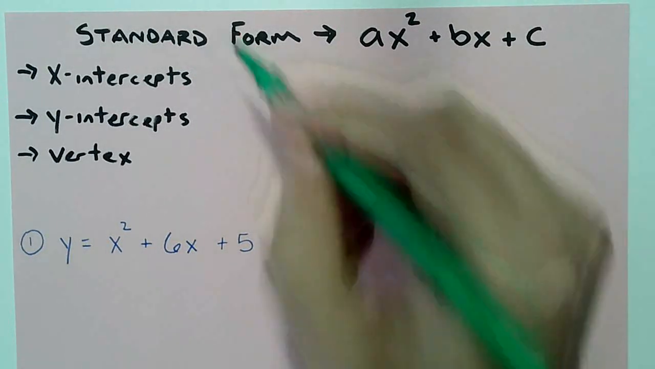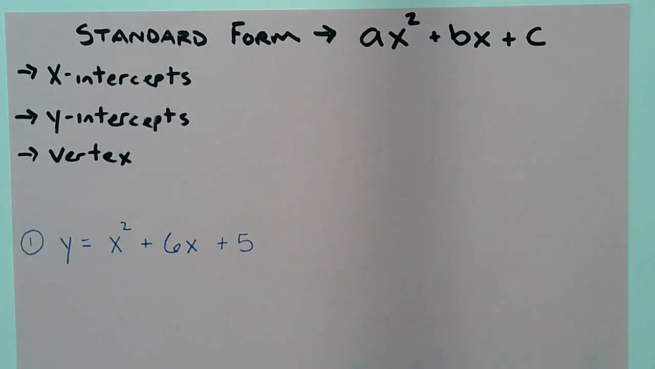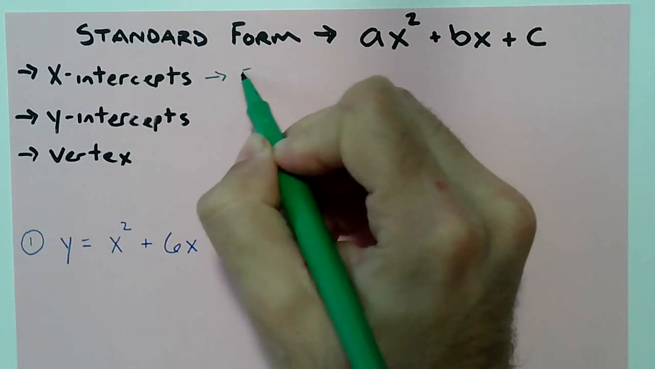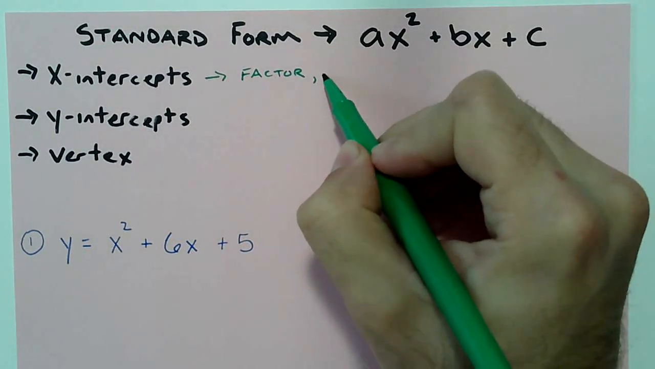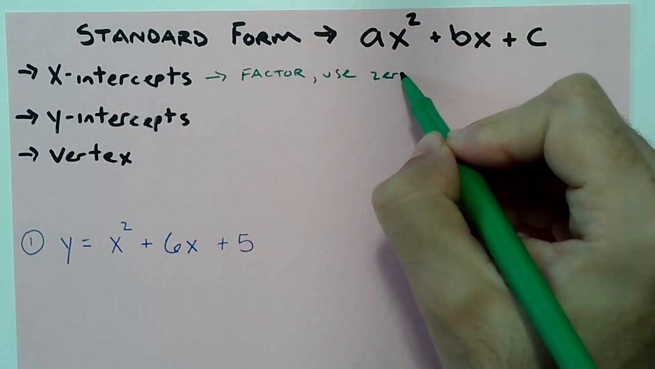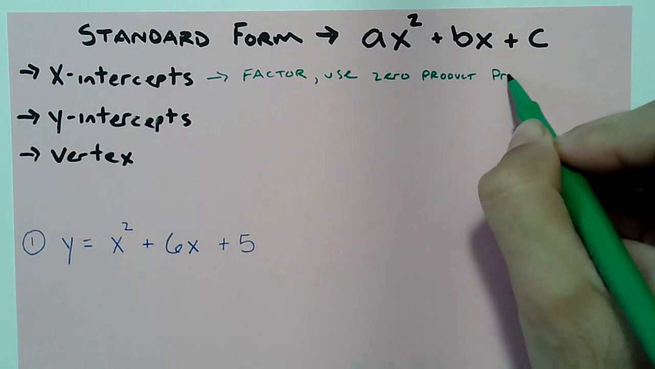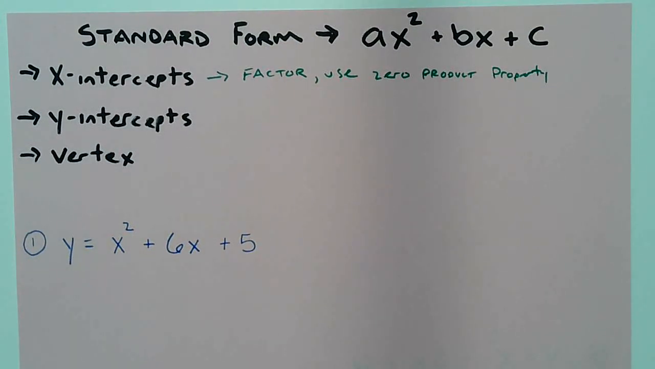In this video, we're going to review how to find x-intercepts, y-intercepts, and vertex of a parabola or a quadratic function. To find the x-intercepts, we're going to factor our quadratic, and then we're going to use the zero product property. And if you recall, that's when we set each factor equal to 0 and we solved. So we got two values that would make the equation equal to 0. We replaced y with 0 to start those problems.